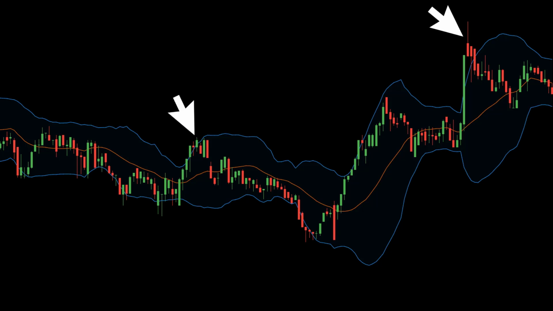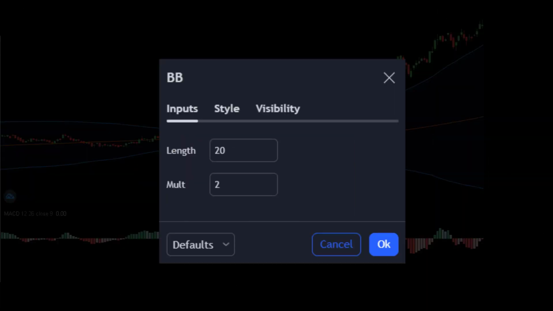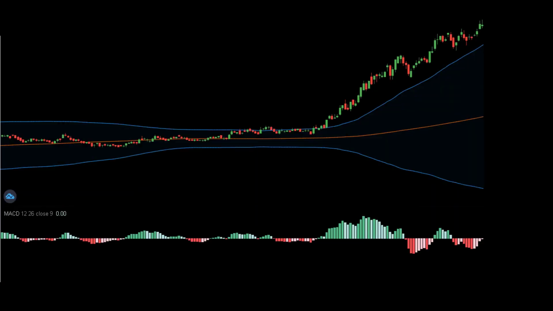If price breaks above the upper band, we expect a bearish reversal. If price breaks below the lower band, we expect a bullish reversal. We'll combine this method with MACD divergence. But first, let's adjust the Bollinger Band settings. Set the length to 200 and keep the standard deviation at 2, so we get Bollinger Bands based on the 200 period moving average. Here's a short setup using this strategy.